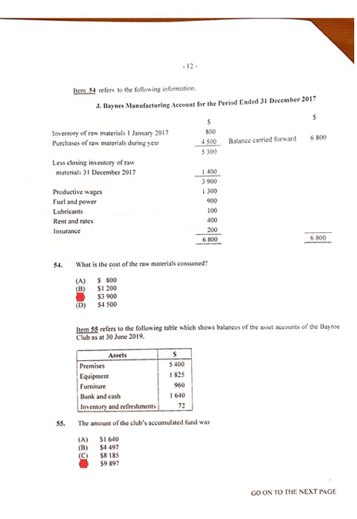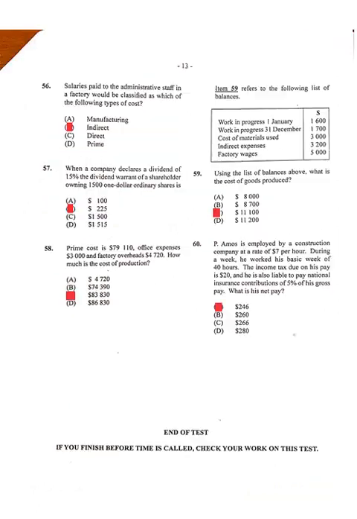Number 55, item 55 refers to the following table, which shows balances of the assets account of Bay Row Club at 30 June 2019. The amount of the club's accumulated fund was, the accumulated fund is similar to capital in other business organizations. So it would be assets minus liabilities. Here we don't have any liability, so it's all assets. So we add the assets. So the answer is 9,897. Moving along quite nicely.